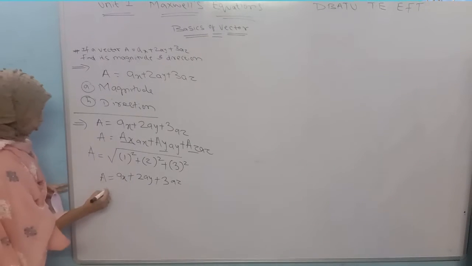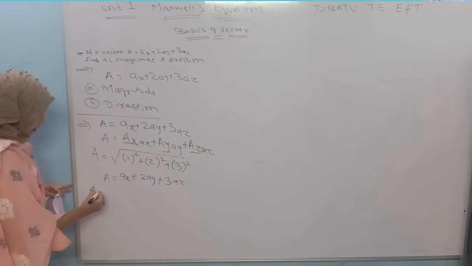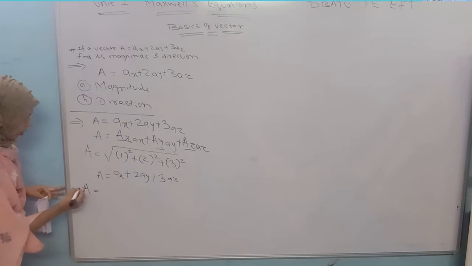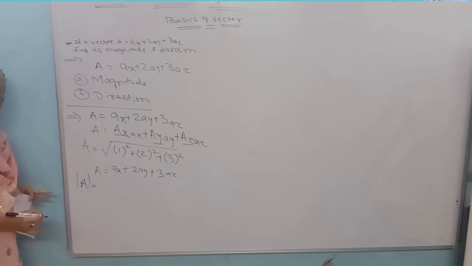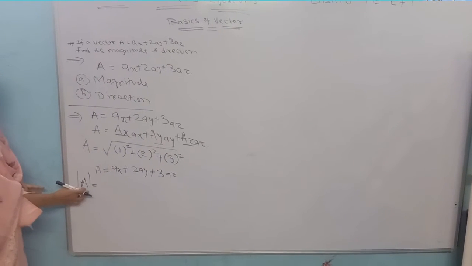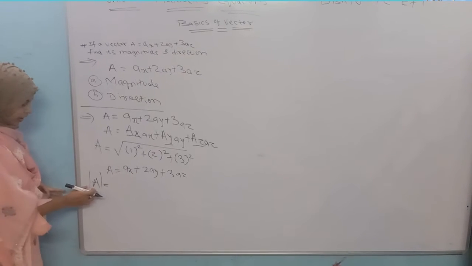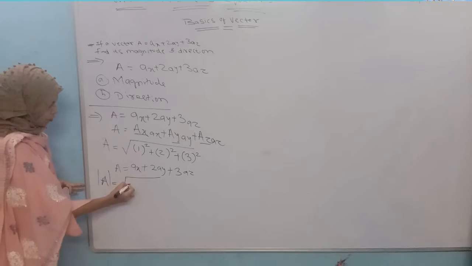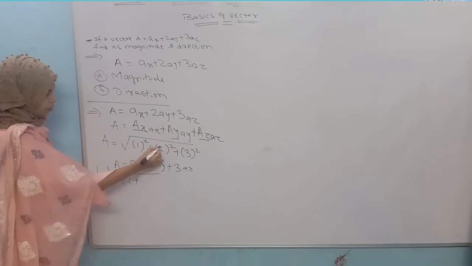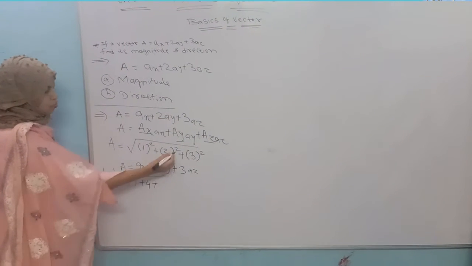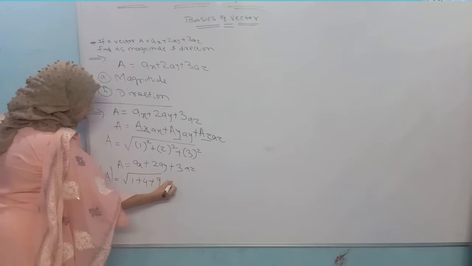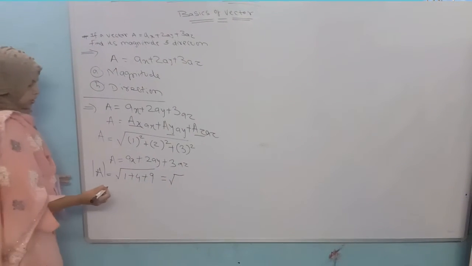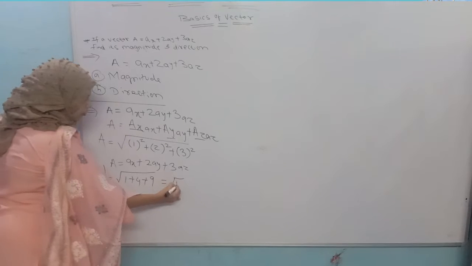Okay, now come to the point. A you may take as a mod. If you are going to calculate the magnitude, we can represent that vector in the mod form. Okay. So mod of A is equals to root of first term square as it is. Second term square will be the 4. Third term square it will be 9. So what is going under root? That is nothing but 14.